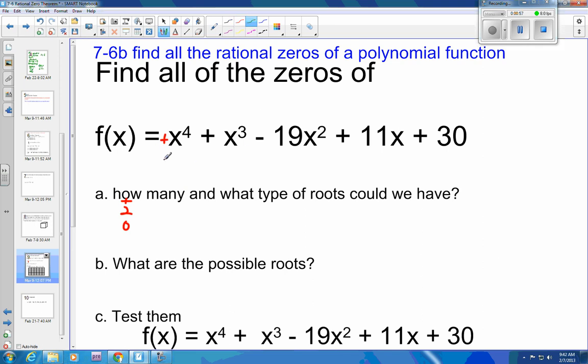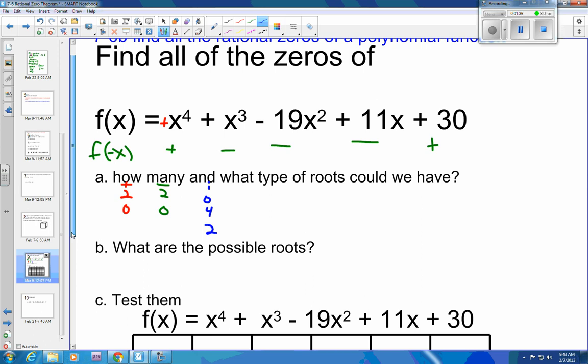So we go negative. This would stay positive. This one would go negative, this one would stay negative, this one would go negative, and this would stay positive when I fill in f of negative x. And so that's 1, 2 changes here, so that's 2 or 0 negative, which means that I have 4 total, which means I might have 0, 4, or 2 imaginary answers. So I found all the different possibilities.